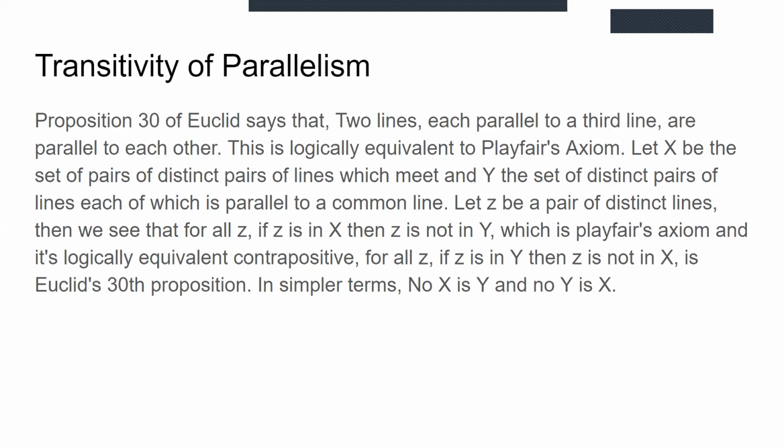So if you let X be the set of all distinct pairs of lines which meet, and Y be the distinct pairs of lines which are parallel to a common line, and then let Z, a lowercase c, be a single pair of distinct lines, then you can see that for all Z, if Z is in X, then Z is not in Y, which is Playfair's axiom, and its logically equivalent contrapositive would be for all Z, if Z is in Y, then Z is not in X. Which is Euclid's 30th proposition. And in simpler terms, like De Morgan stuff, it's just no X is Y and no Y is X.